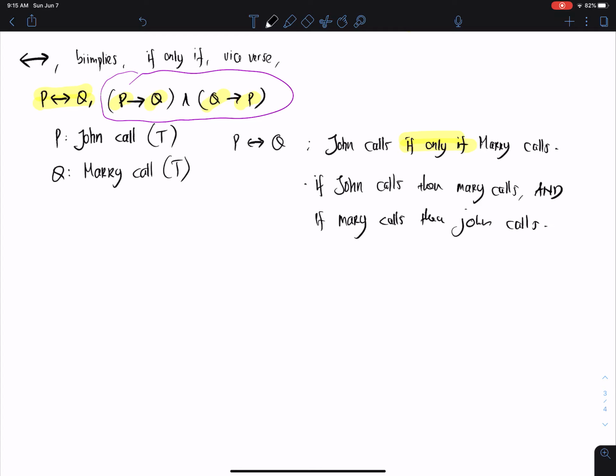Now, how is the truth table for this Biimplies? So we are going to have P and then Q. Oops, hold on. So Q and then P Biimplies Q. Okay.